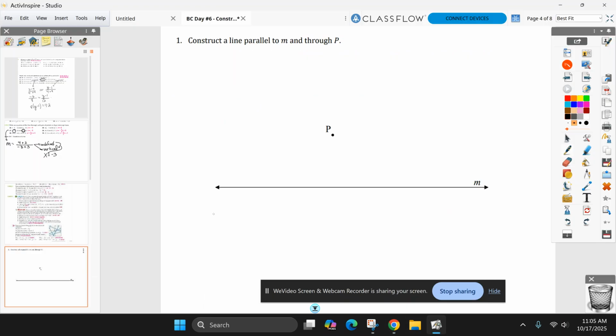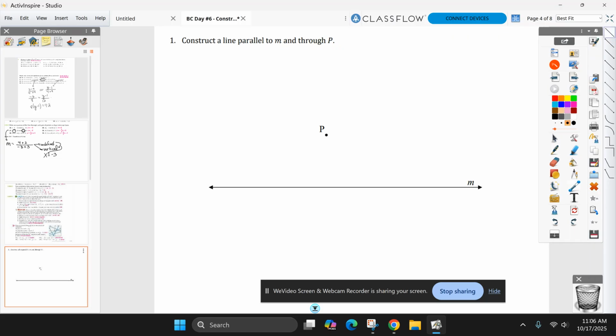All right, we ready to roll, kids? Let's do this. How to construct a parallel line. First thing you need is your straight edge. You need your straight edge because you're going to use your straight edge to draw a transversal through point P and line M at any angle. All right, so take it. Give me a transversal, a good size one too, through point P and line M at any angle.